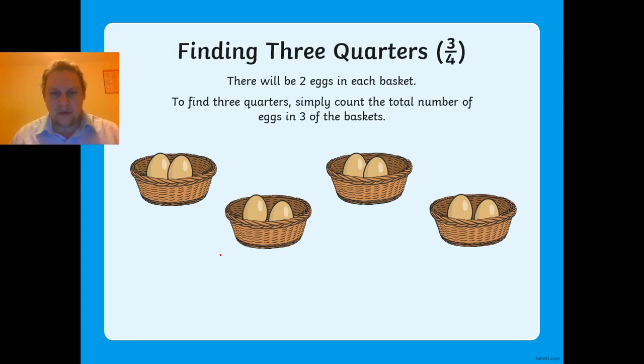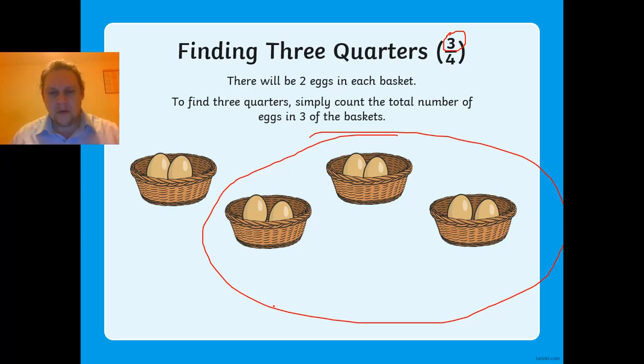To find 3/4, simply count the total number of eggs in 3 of the baskets. So remember, this top number, the numerator, is telling us how many quarters we're interested in. Each one of these is a quarter. This time, we're not interested in 1/4. We're interested in 3/4. Okay? To find 3/4, simply count the total number of eggs in 3 of the baskets. We've got 1, 2, 3, 4, 5, 6.